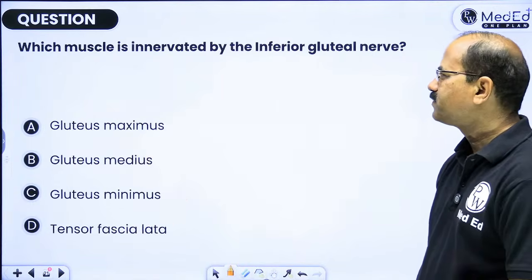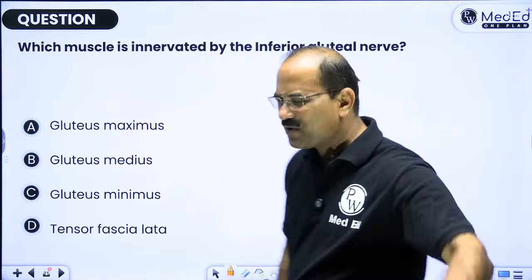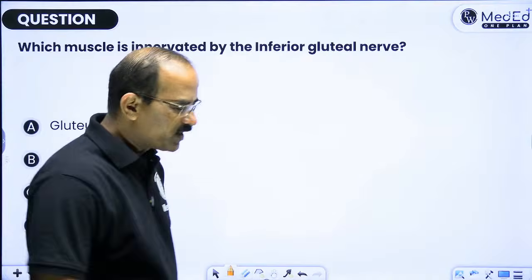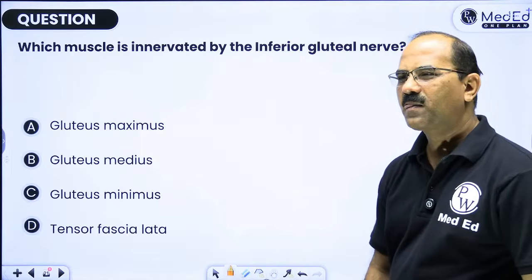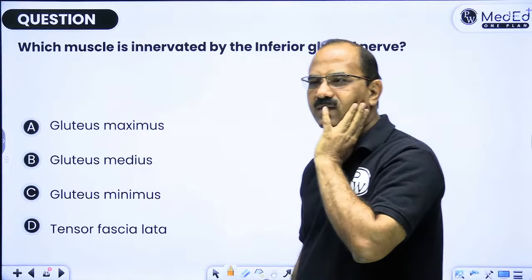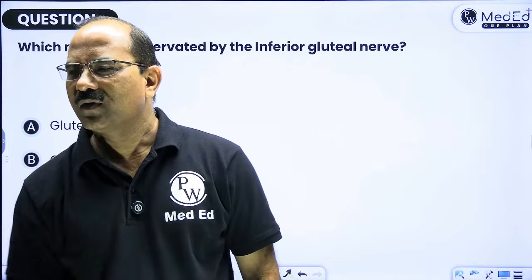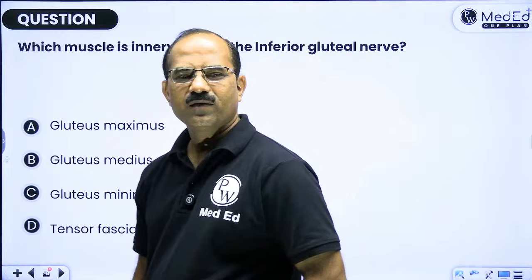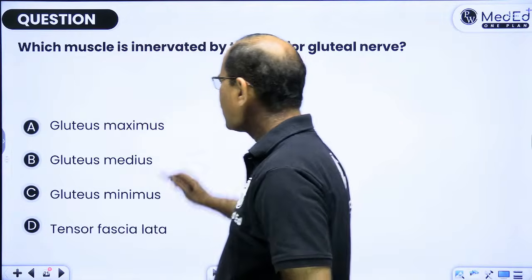Fine, perfect. Which muscle is innervated by the inferior gluteal nerve? Come on students, a very important MCQ. It has been asked many times. Which muscle is innervated by the inferior gluteal nerve? Can you speak? Out of all this, inferior gluteal nerve. Any guesses? Speak up. Which is the muscle innervated by the inferior gluteal nerve? Gluteus maximus. Very good. So the answer for this is gluteus maximus.